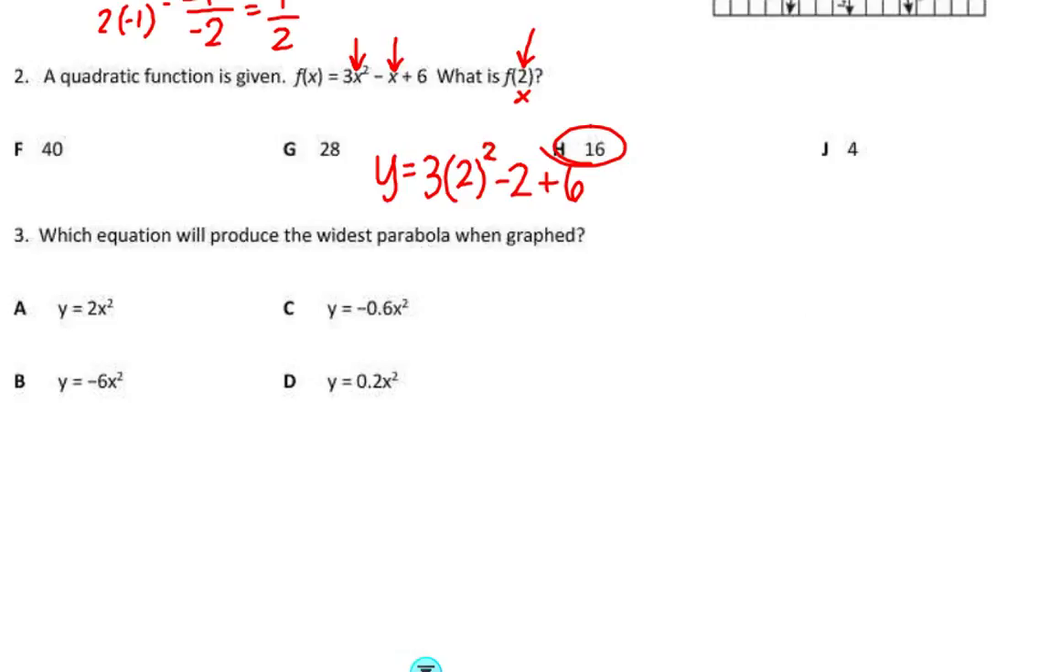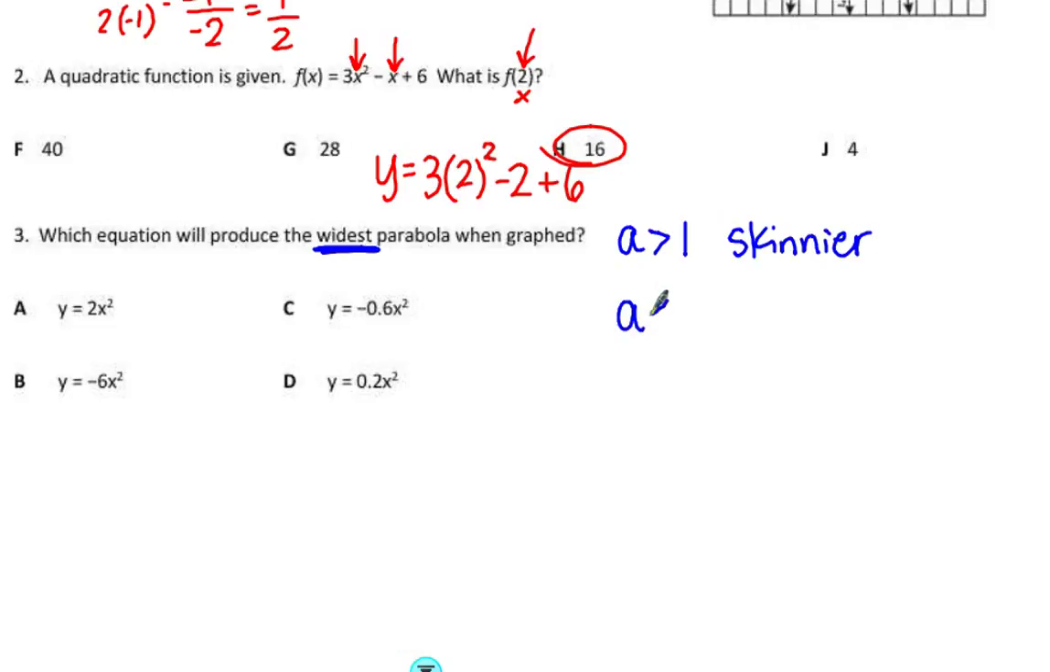Cool. Number 3, which equation will produce the widest parabola when graphed? Alright, so widest. So we have learned about our transformations. Remember, if our a value, the number attached to your x squared, is greater than 1, the bigger the number is, the skinnier he's going to be.